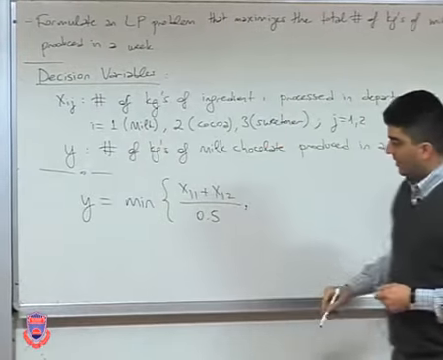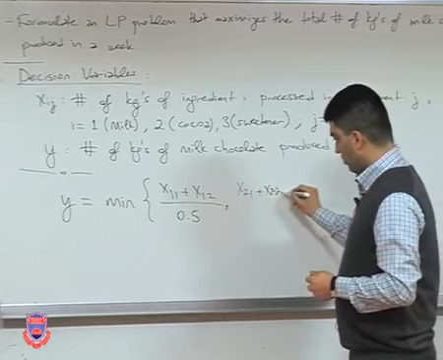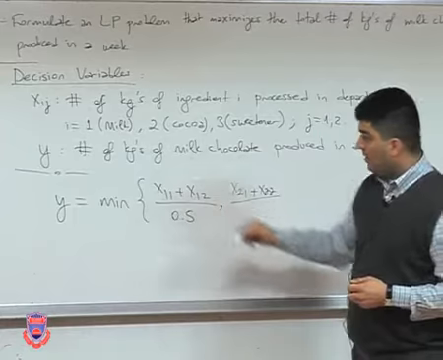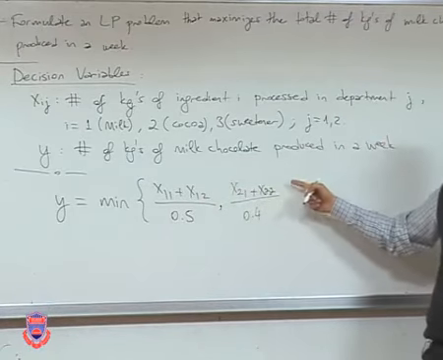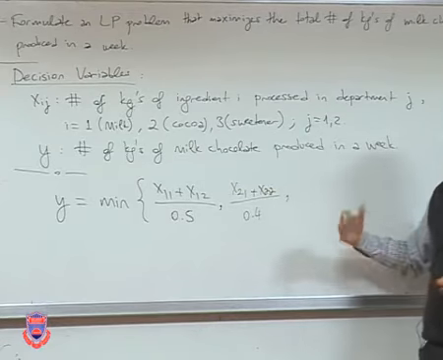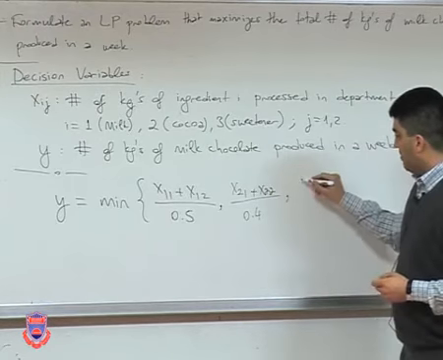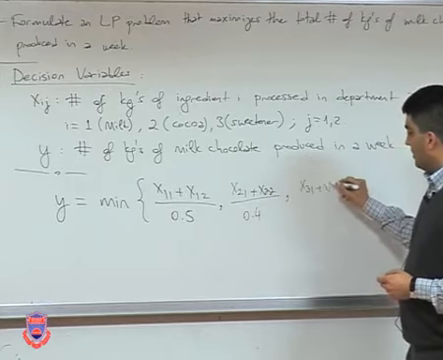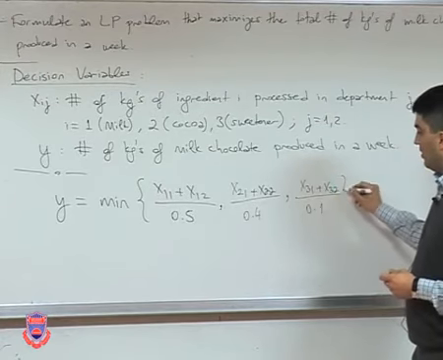Then I'm going to look at the second ingredient. So x21 plus x22. I'm going to divide it by this time 0.4. So this is the total amount of cocoa that I'm going to process. And I'm going to divide it by 0.4 to figure out the largest amount of chocolate milk I can produce. Okay? And by the same reasoning, I have x31 plus x32. And I'm going to divide it by 0.1.